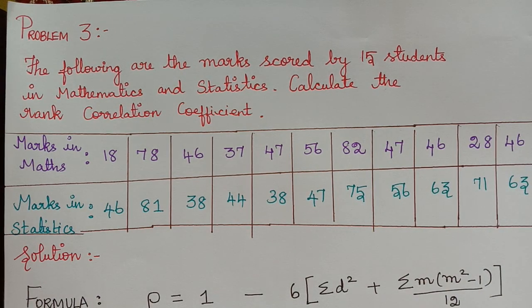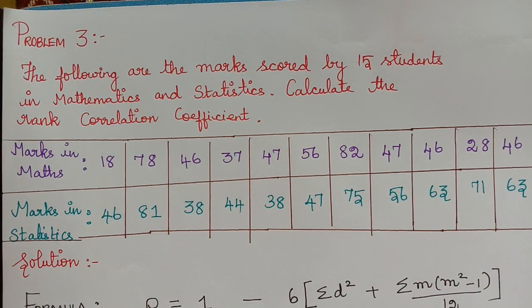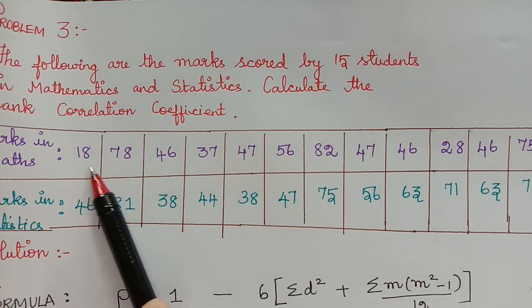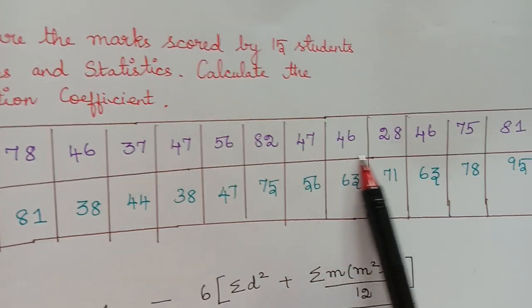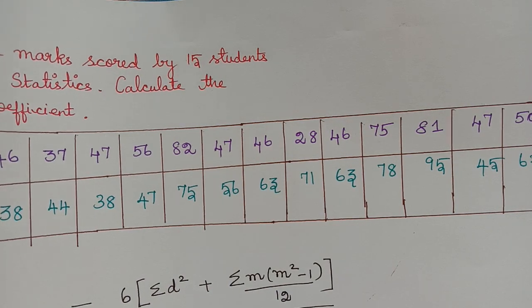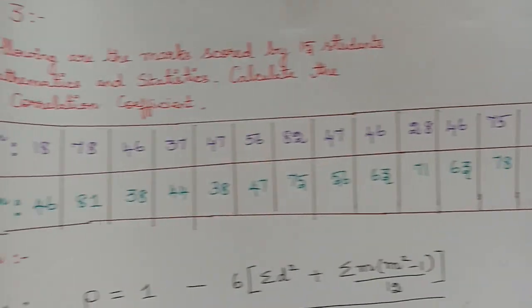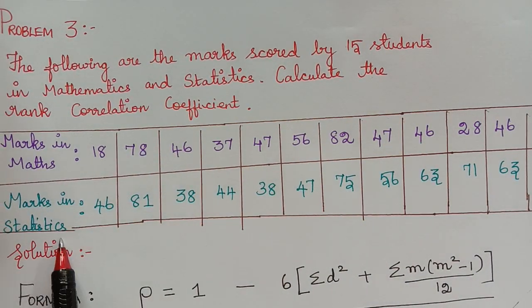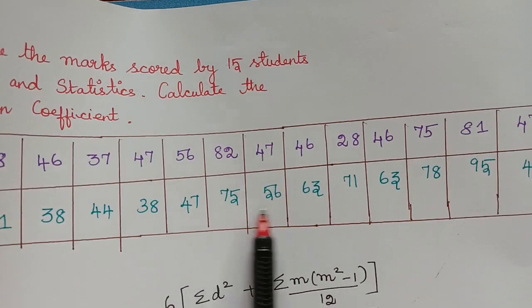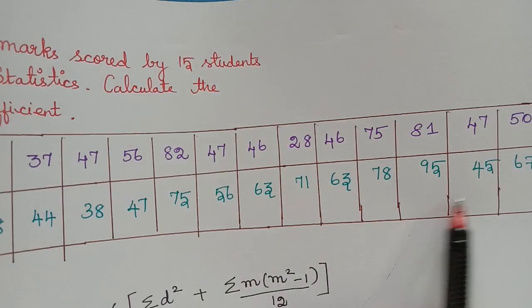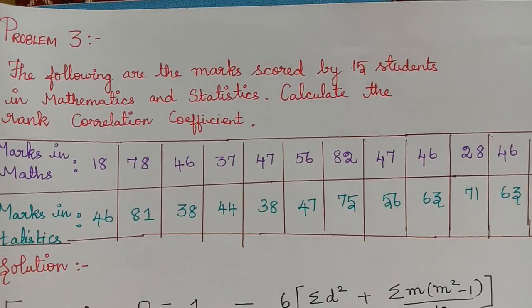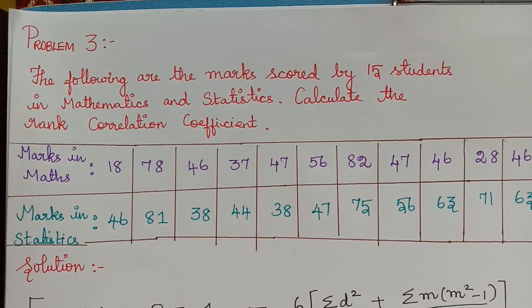Now if you see here, the marks scored in the paper mathematics are given here. These are the marks, and there are 15 students who have scored these marks. And the marks scored in statistics are given here, and these are the marks of the 15 students that we have. Now using these we have to find the rank correlation for this problem.